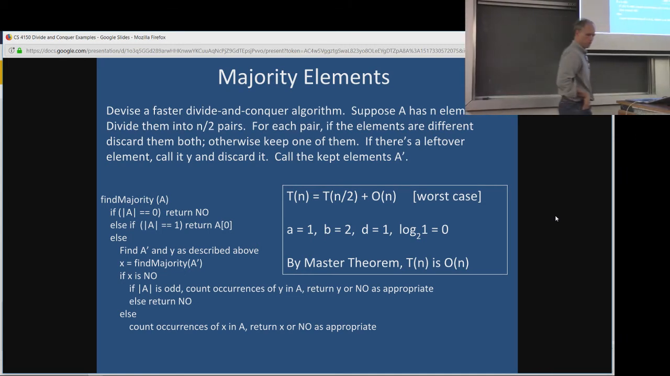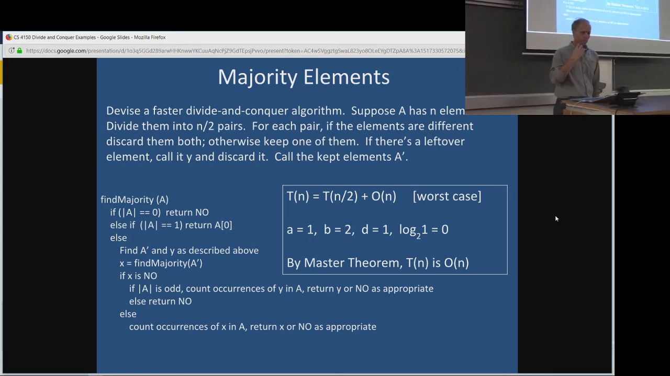The recursive calls on the line find A prime and Y as described above, or X equals find majority of A prime. I somehow couldn't parse what you said, so try again. I'm wondering where the recursive call is being made. Is it on the line that says find A prime and Y, or X equals find majority? Right here. We're calling find majority, the name of the method. So we make a recursive call to find majority.